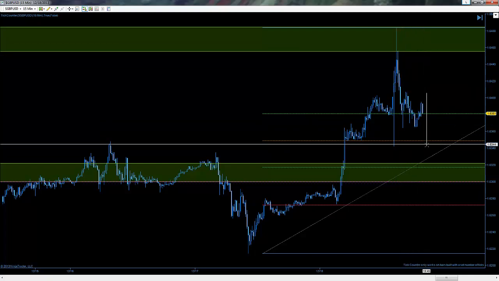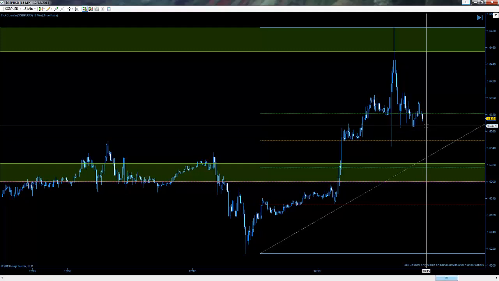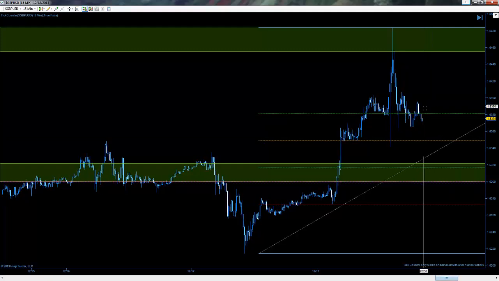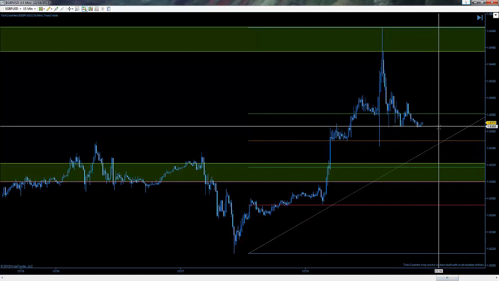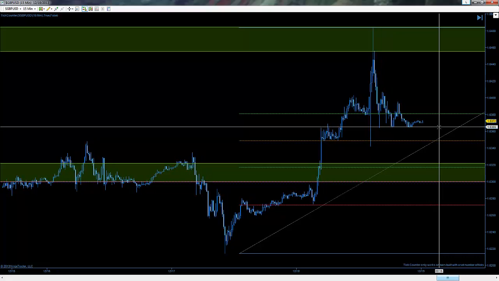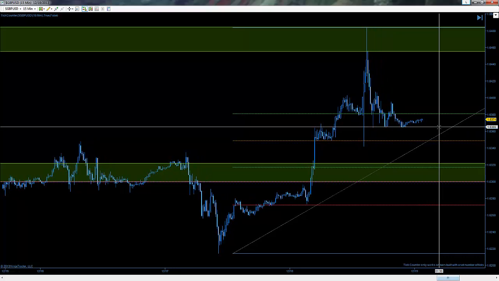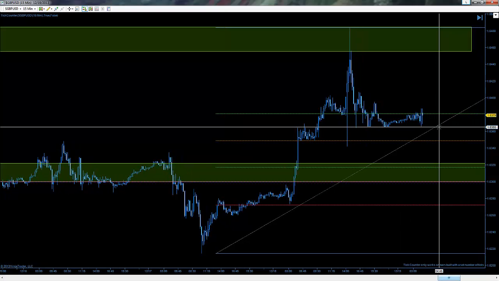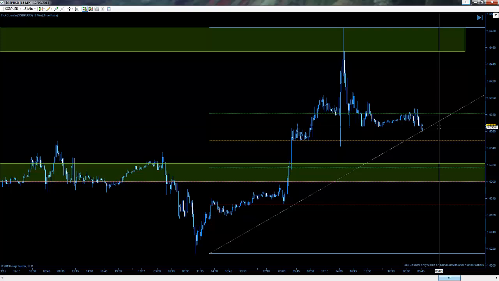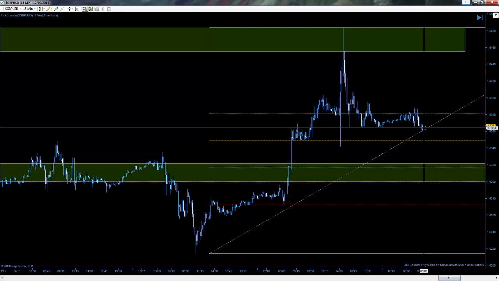Okay, so one of the things that we would like to take into account is once we get a new structure low. Right now we're on a retest here. Once we get a break below, a close below, we see that as a swing. Okay, and here we get that break.